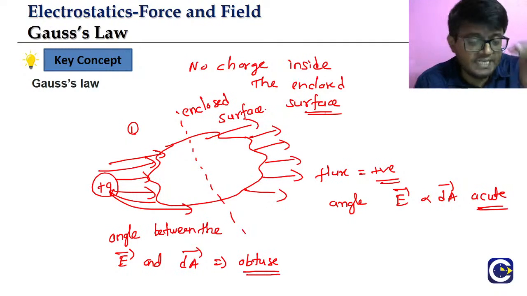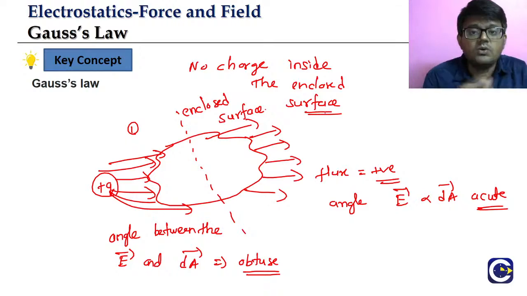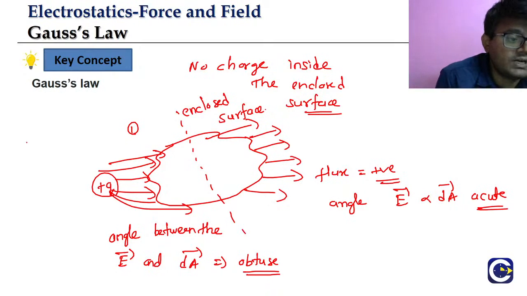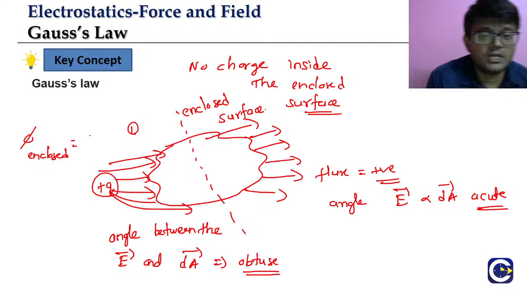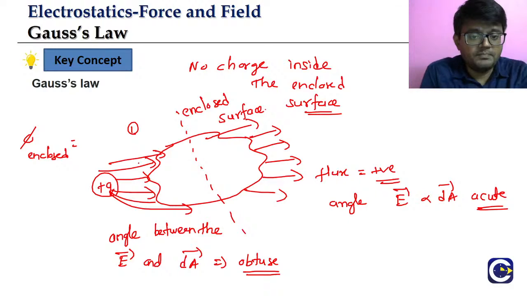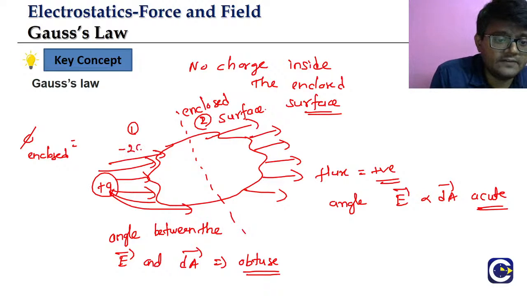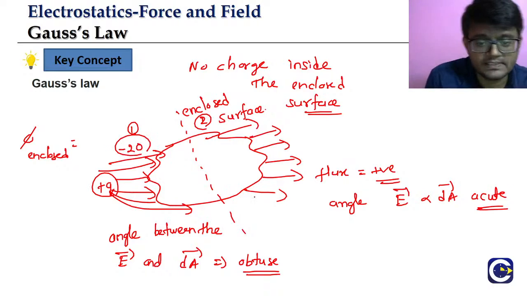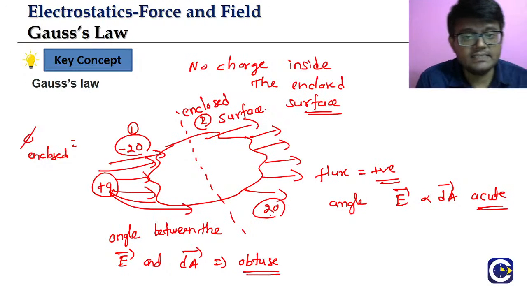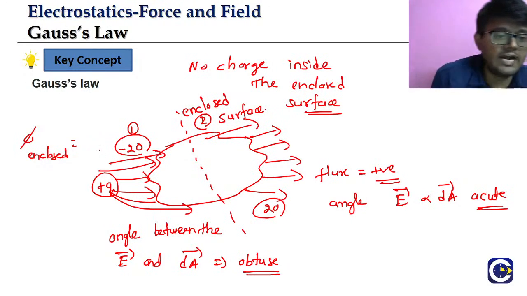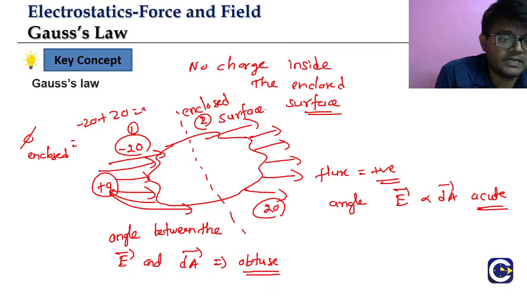Whatever number of field lines enter, the same number of field lines will go out. Then what is the flux through the enclosed surface? Say the full enclosed surface is divided into 2 parts, part 1 and part 2. Look at part 1 on the left side. Let us say the flux is some minus 20 units. On the right side it is exactly the same value but positive. When you add both of them, minus 20 plus 20 will be 0 only.